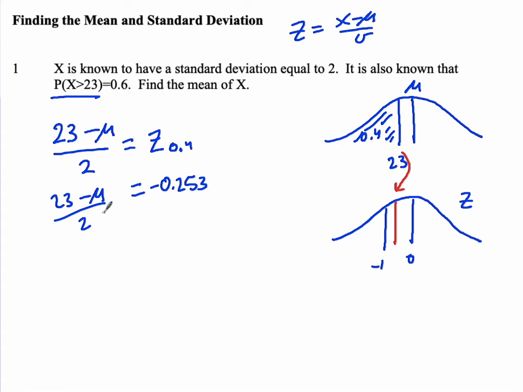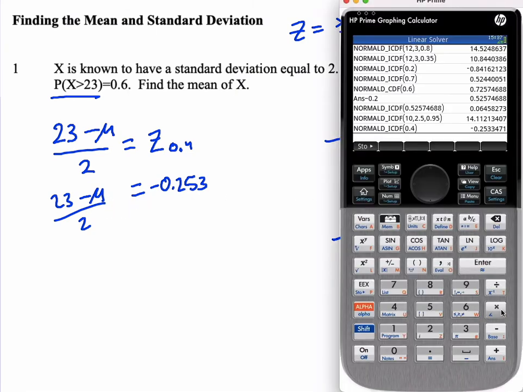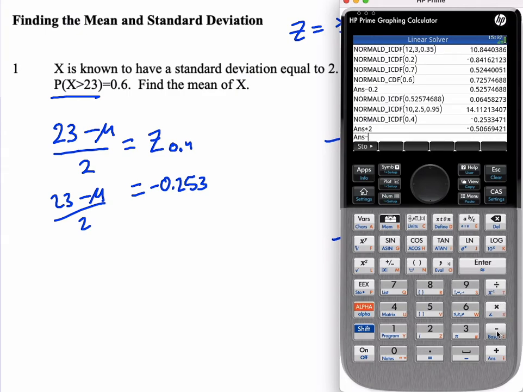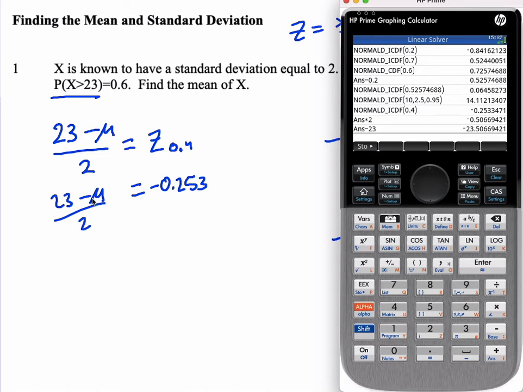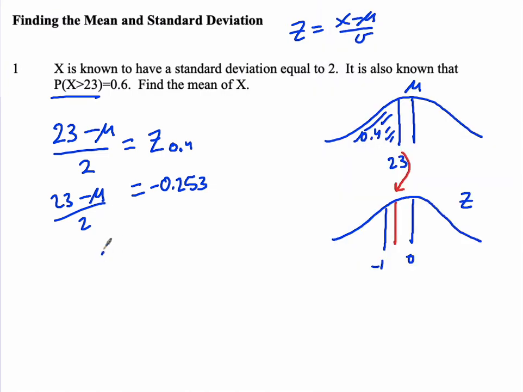Okay, solving for mu, we simply take that number and multiply by 2. Then we will subtract 23. That'll give you negative mu, so mu is 23.5. Mu is approximately 23.5, which makes sense. The mu should be a little bit bigger than 23, right? So mu is actually 23.5.